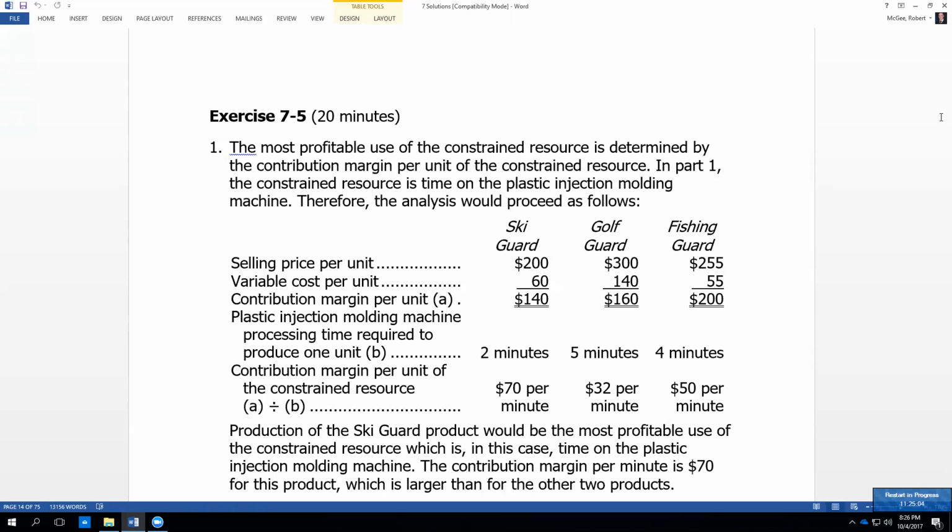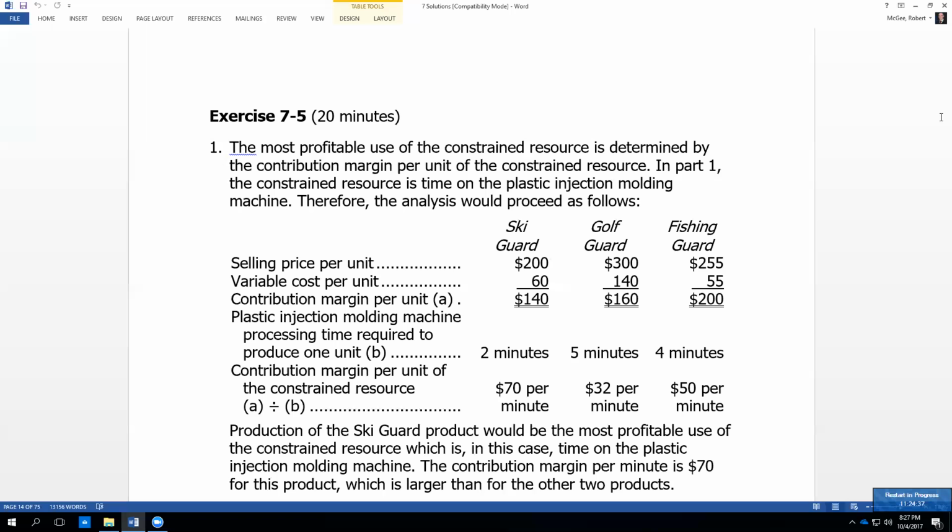Part 2, the severe shortage of plastic pellets has required the company to cut back its production so much that the plastic injection molding machine is no longer the bottleneck. Instead, the constraint is the total available pounds of plastic pellets. Can you say that 10 times real fast? Pounds of plastic pellets. Which product would be the most profitable use of this constraint? Which product would be the least profitable use of this constraint?